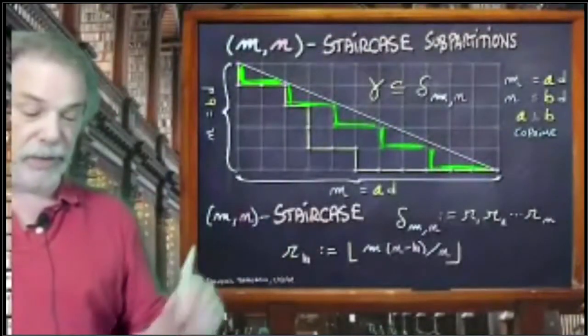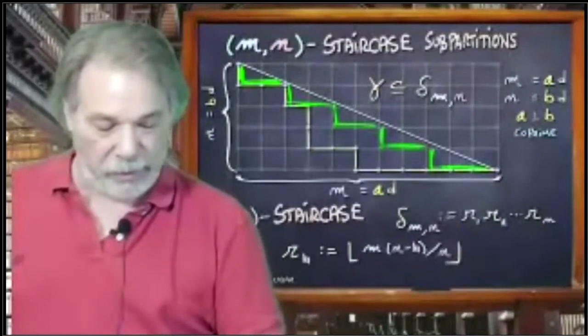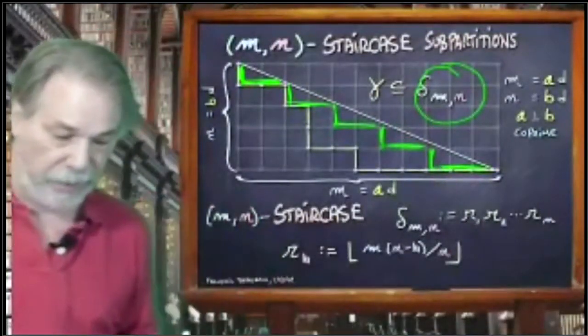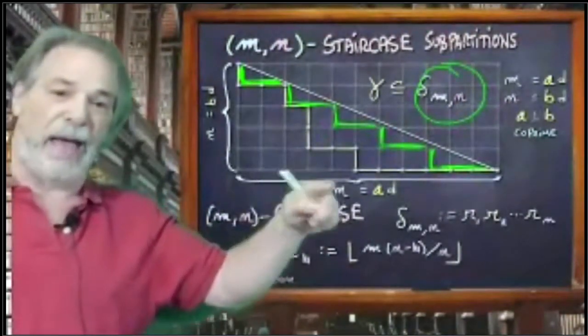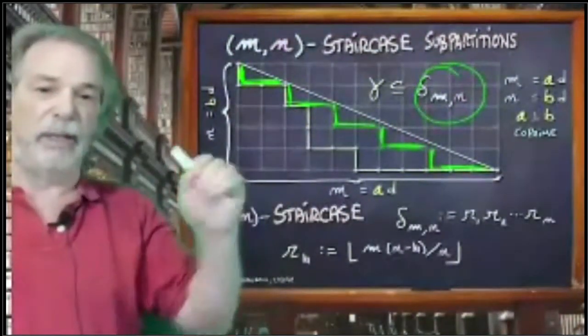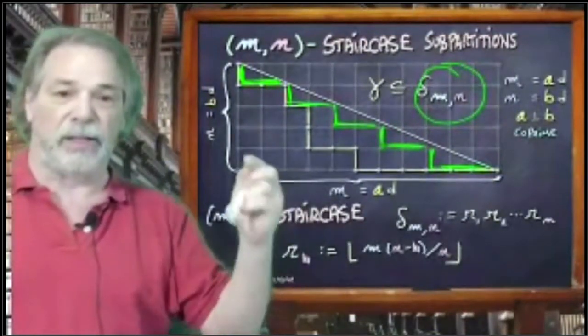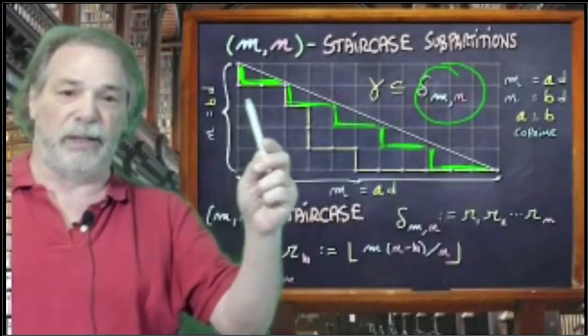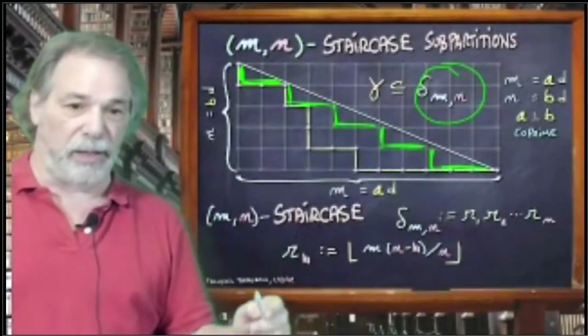So that's the staircase in green. And that's what this is. And I consider all paths that stay below that staircase. And you can calculate what these points are by a simple procedure.